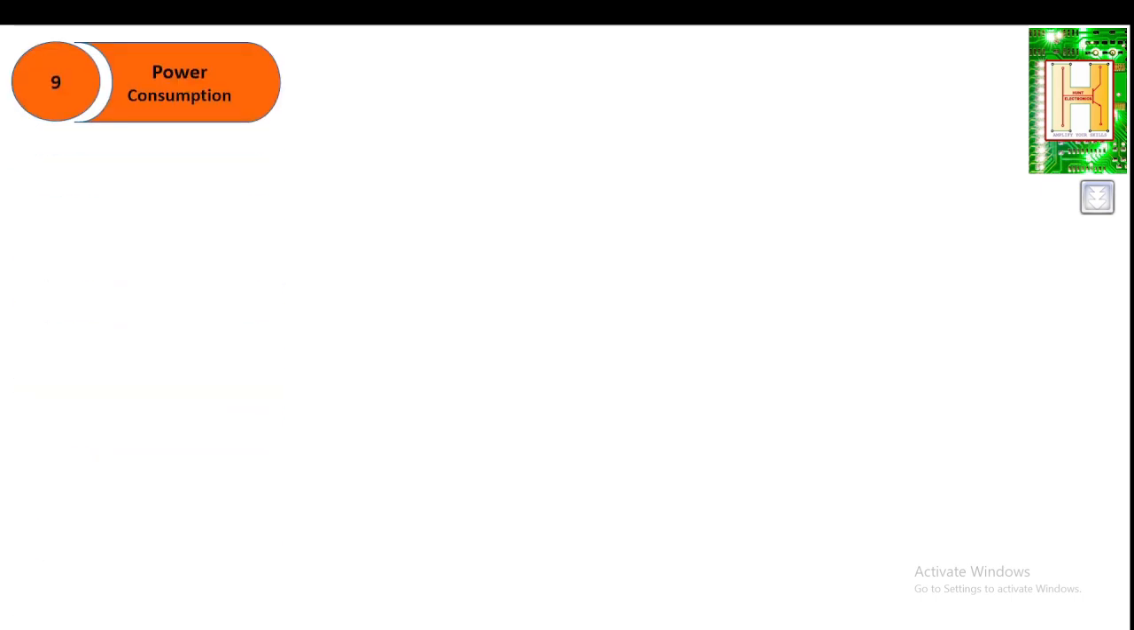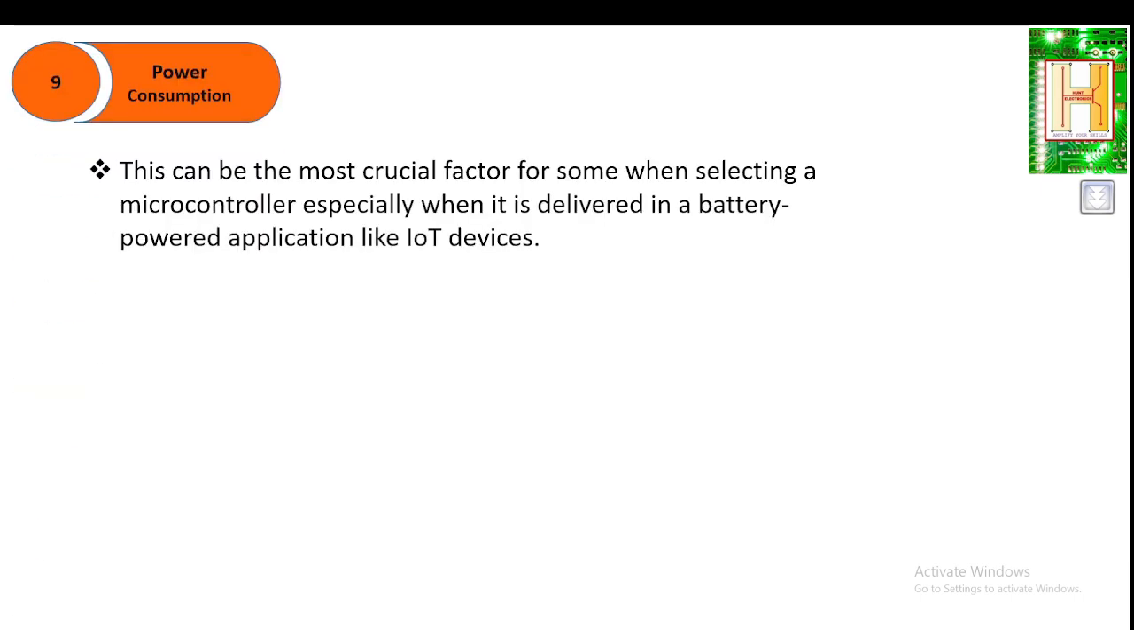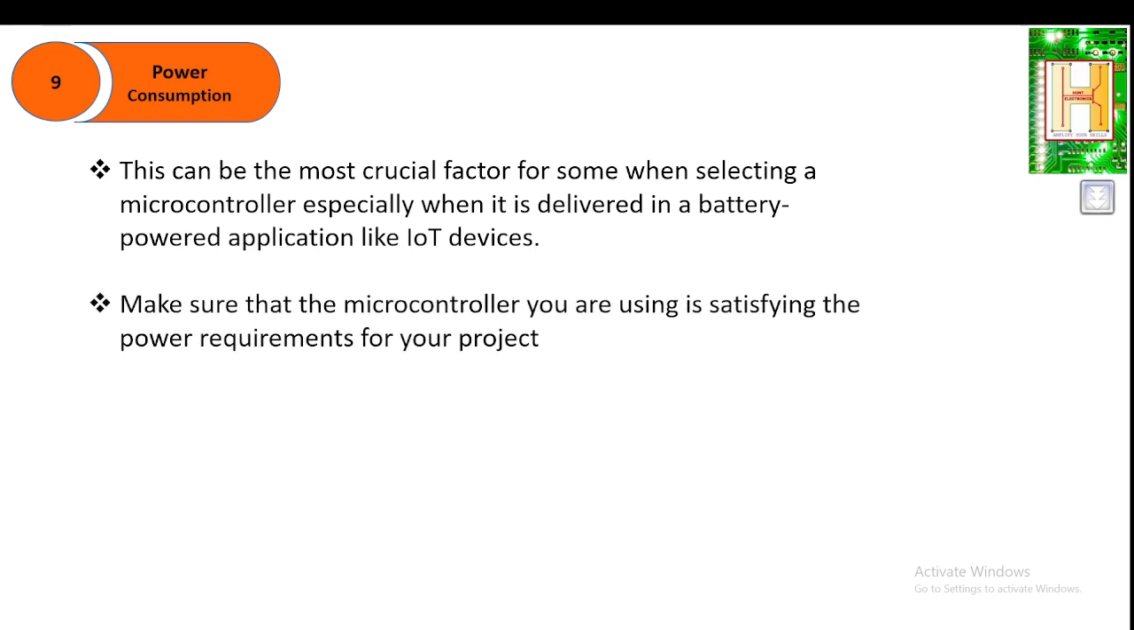The next, which is very important, is the power consumption of the microcontroller. This can be the crucial factor when selecting a microcontroller, especially if you are going to make a project which will be operating on a battery. There are various applications which you are developing nowadays in day-to-day life, like IoT devices, which are wireless and battery operated. So power consumption is very important. Make sure that the microcontroller you are using satisfies the power requirement of your project.